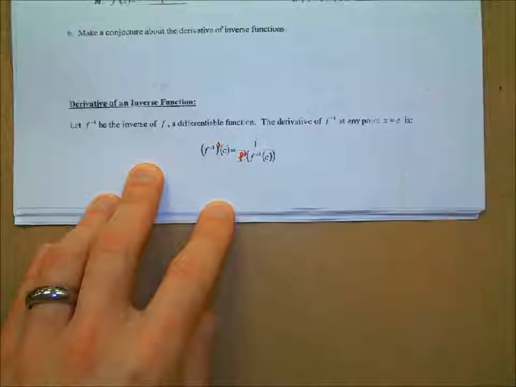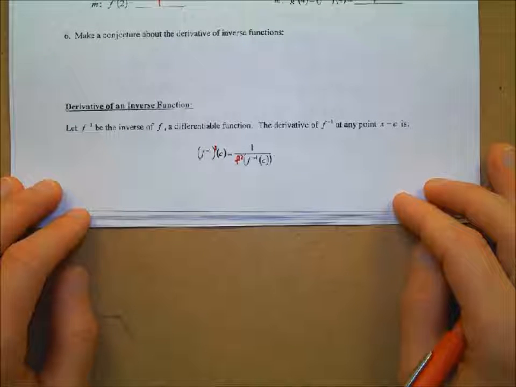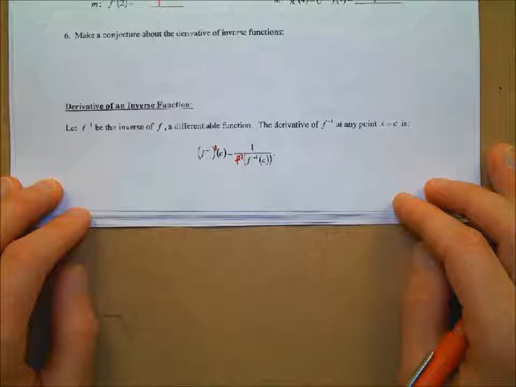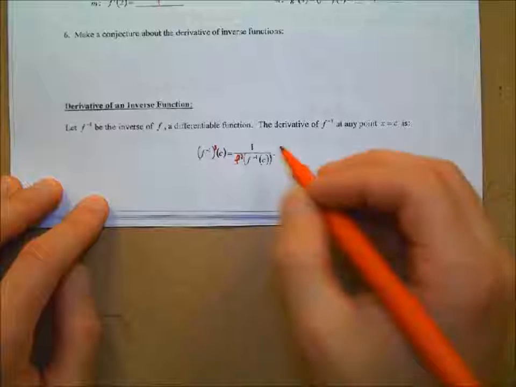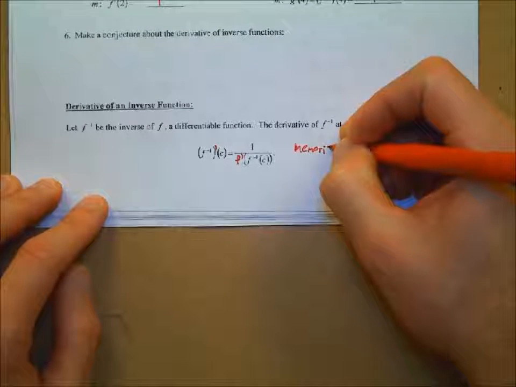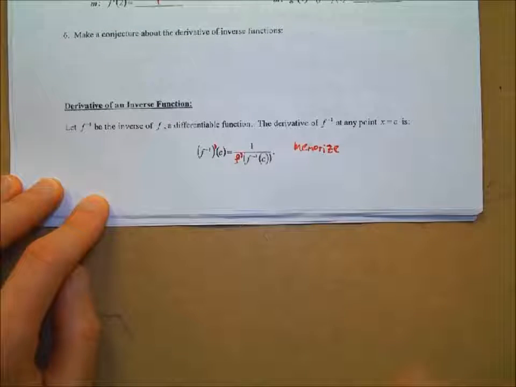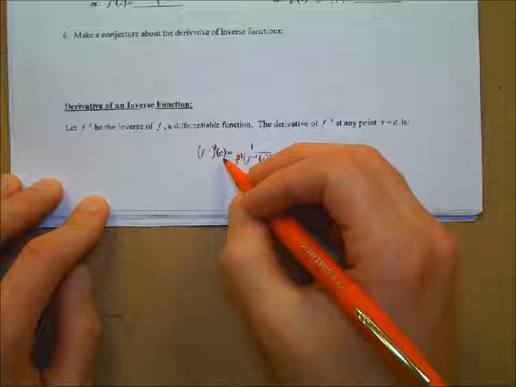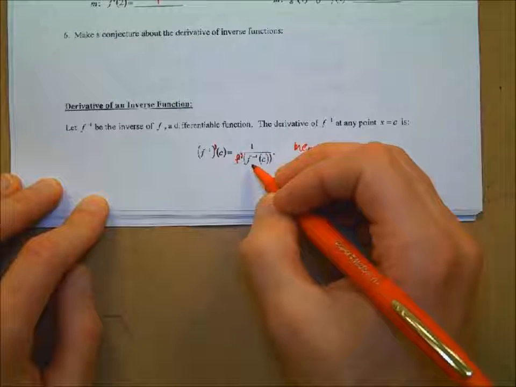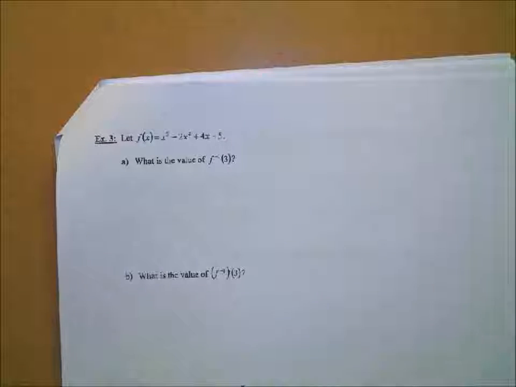And I'll show you how this is going to be done in practice, because I know looking at that you might think, that's weird. But the primary thing, you want to memorize this for sure. Memorize that formula: f inverse prime of c equals 1 over f prime of f inverse of c. And then we'll show you here how this works out in practice.